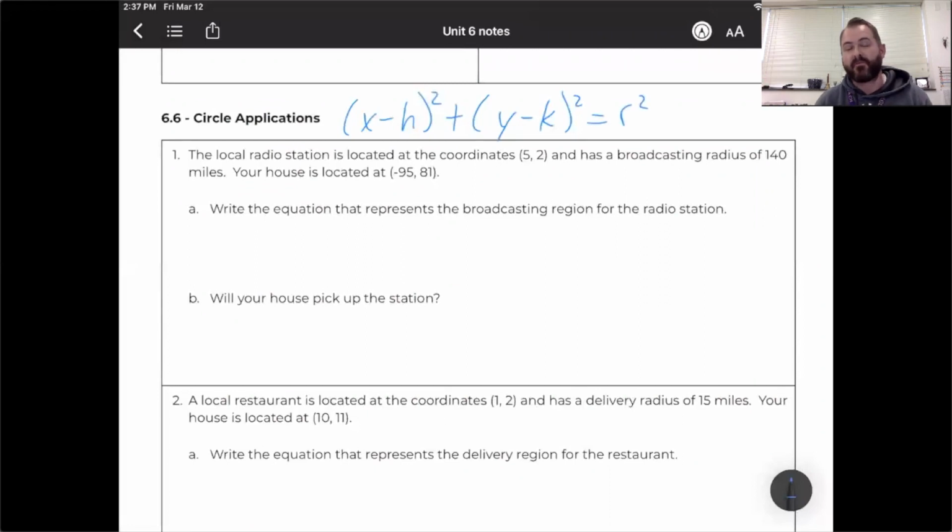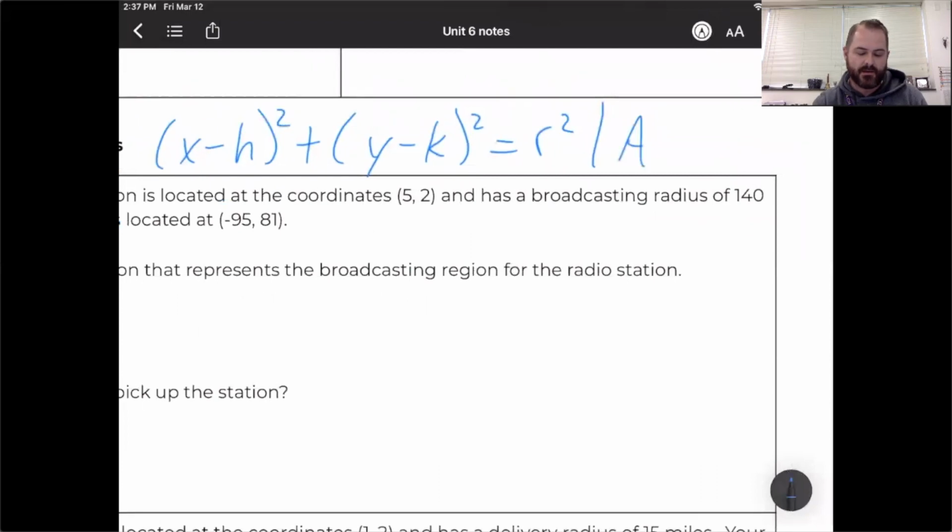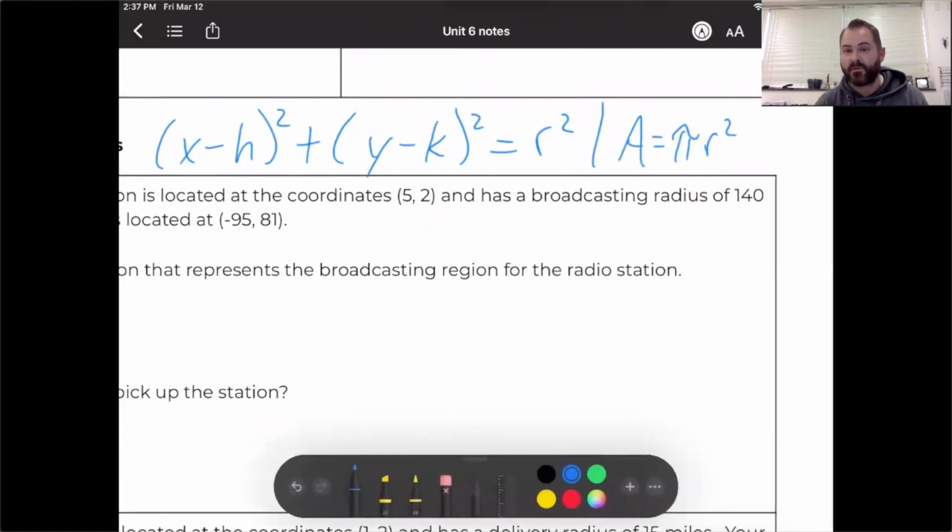Now, remember from last time, h and k are the coordinates of the center of the circle, and r² is just r, the radius, squared. There's another formula we're going to use in this lesson, and that is the area formula. Area is πr². I need you to recognize that both of these formulas use r². Whatever number is here for r² is the same number that we would multiply by pi to get the area. That's a connection that's going to make some things easier today.